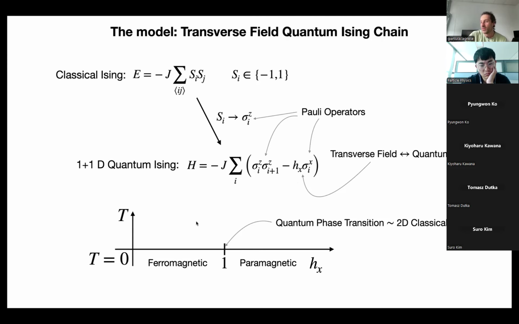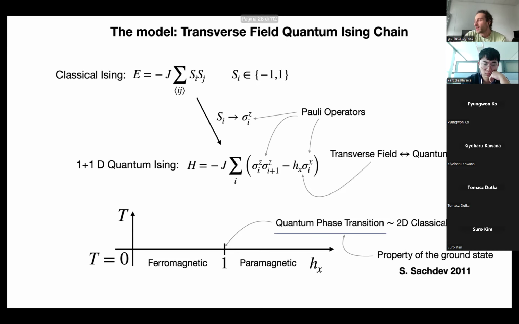And here we have a graph. We have the thermal direction, and then the Hx direction. At t equals 0, we again have a ferromagnetic to paramagnetic phase transition, which is at Hx equal 1, which we call a quantum phase transition. It is basically equivalent to the 2D classical thermal phase transition. The difference is that in this case it is a property of the ground state, which dramatically changes when you tune your transverse field across this phase transition.